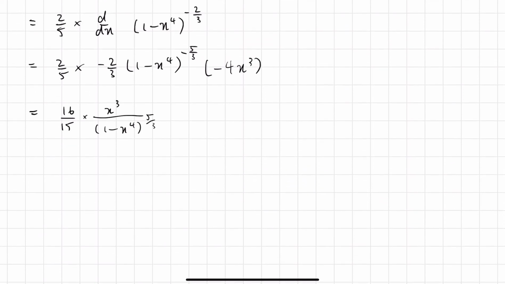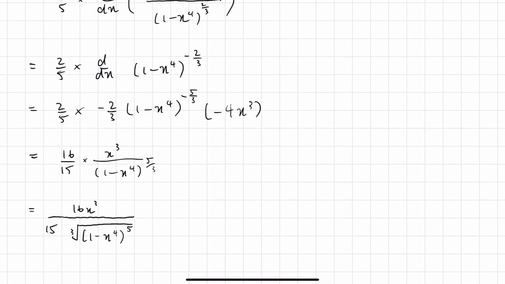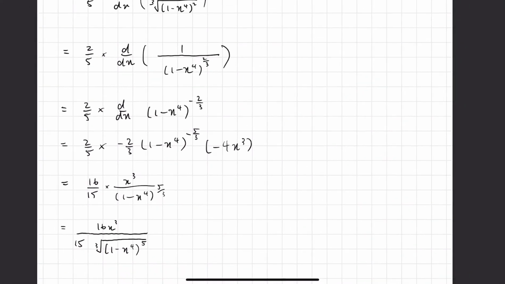And the last thing is, let's just change this back to surd form, since the question gave it to us in surd form. Hopefully you remember from your index laws, this will be power 5 on 3. Okay, and that's the answer. So that's how you differentiate this really difficult looking question.